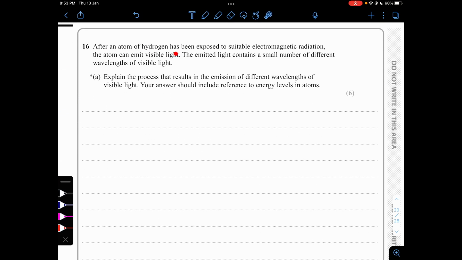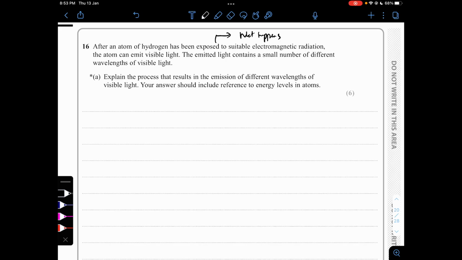An atom of hydrogen has been exposed to suitable electromagnetic radiation. The atom can emit visible light. The emitted light contains a small number of different wavelengths of visible light. Explain the process that results in the emission of different wavelengths of visible light. Your answer should include a reference to energy levels. So what happens after an atom of hydrogen has been exposed?